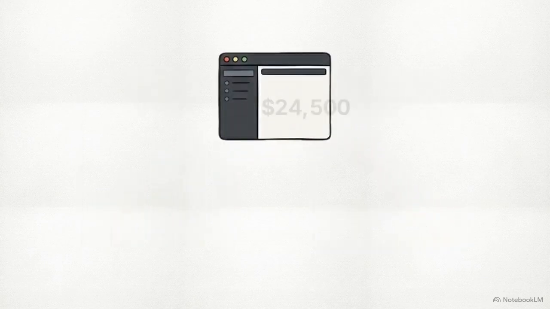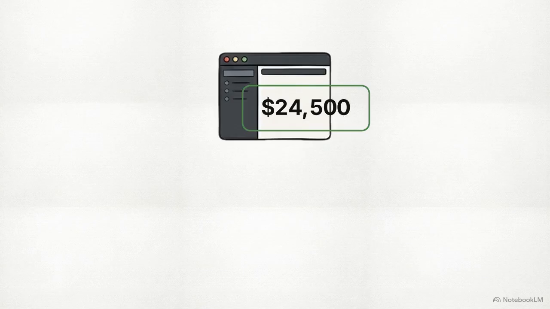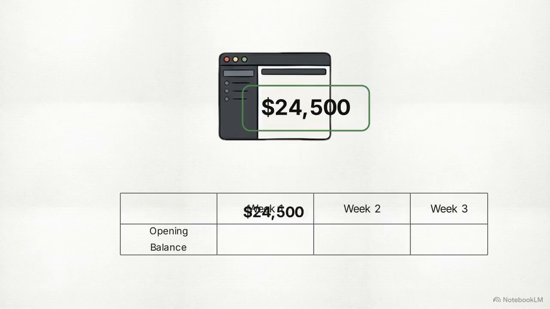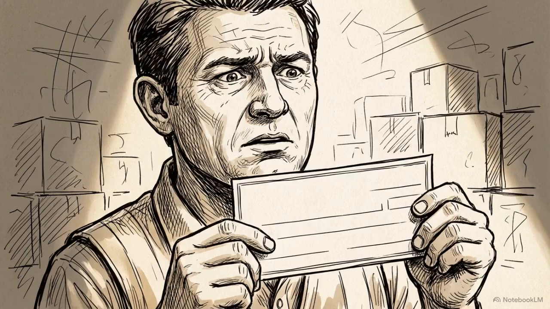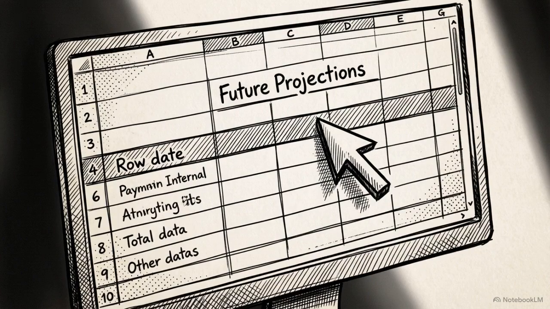For step 1, ignore your accounting dashboard balance. Instead, log into your bank portal, find your actual cleared cash balance, and type it into week 1, row 1. Accrual accounting records money when you send an invoice, but you cannot pay your employees with an invoice that hasn't cleared yet.